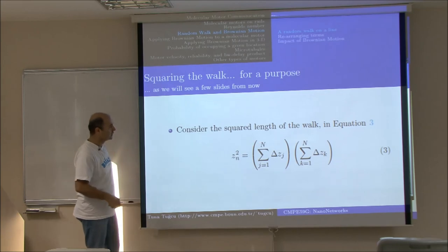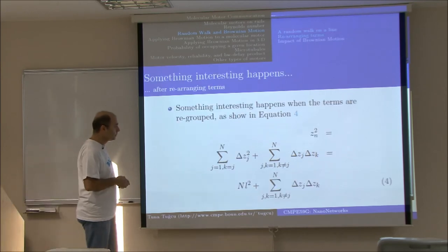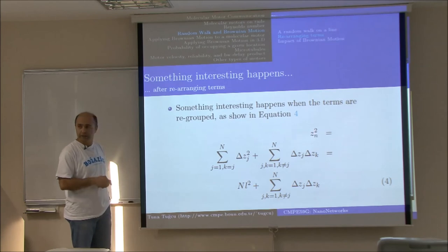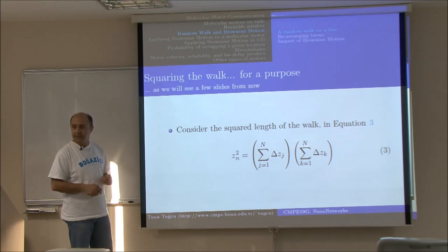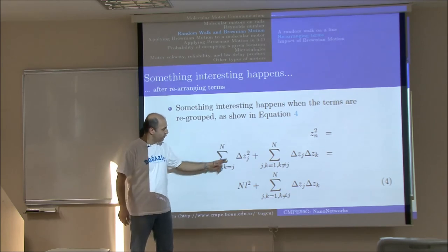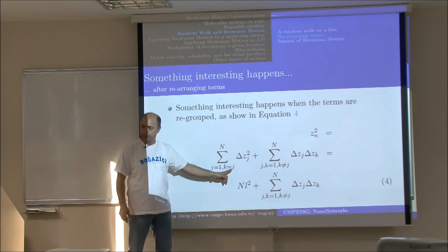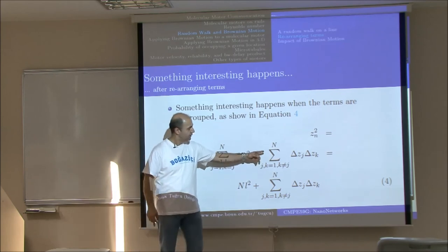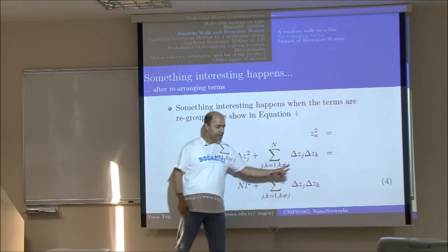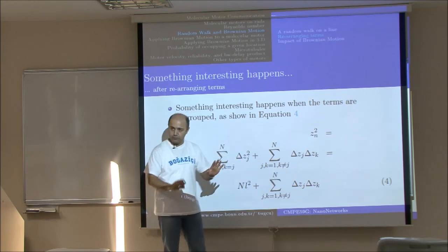Or I can write it this way. Write it twice. Now, something interesting happens here. So zn square is equal to, if you multiply those two summation values, you will have the summation of zj square for all j, where k and j are the same, and multiplication of zj and zk, where k and j are not the same. Two separate terms.